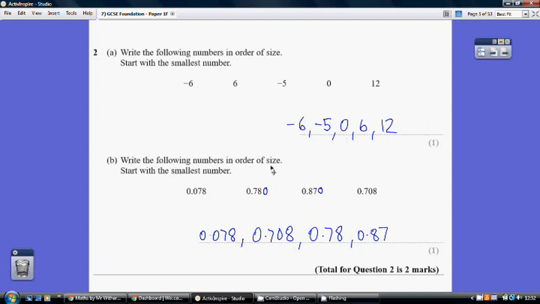Now, to write the following numbers in order of size, just to help, I think it's quite nice just to add some zeros to the ones that have got 2 decimal places. Just makes it easier to compare and contrast, really. So we're looking at the 3 digits after the decimal point. So that's effectively 78, 780, 870, and 708. So bearing that in mind, 0.078 is the smallest, then 0.708, then 0.78, and then 0.87.